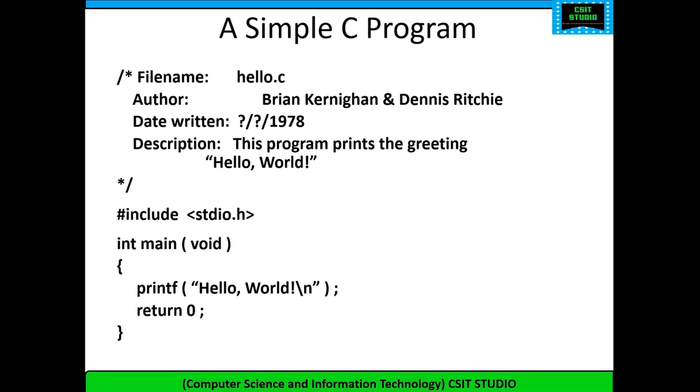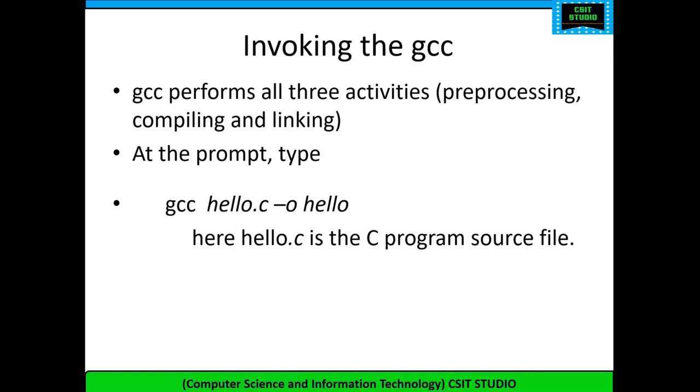In this video, we'll use this program. We compile this program and create its executable file. This is a very simple first program written by Dennis Ritchie in his popular book, The C Programming Language. Quite an old program. I will compile and run this program on Linux using its compiler tool named GCC.